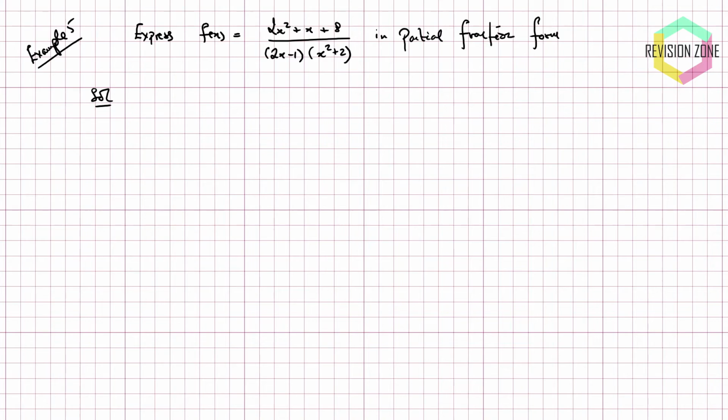So we want to start with 2x squared plus x plus 8, and we want that to be over 2x minus 1 times x squared plus 2, right? And because we want to write it as a partial fraction, we want the denominators to be the things we have on the left. So we're definitely going to have that, okay? And we're going to have x squared plus 2.